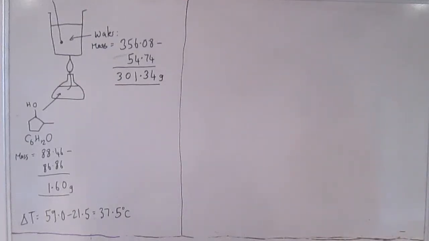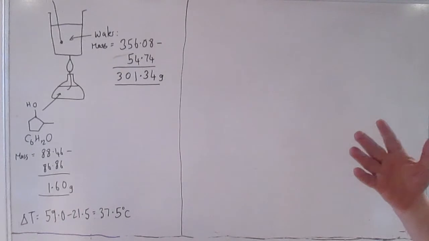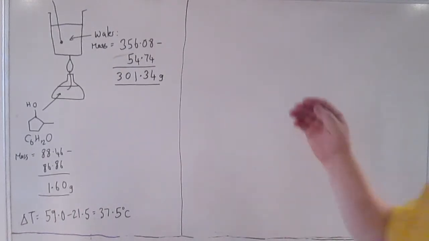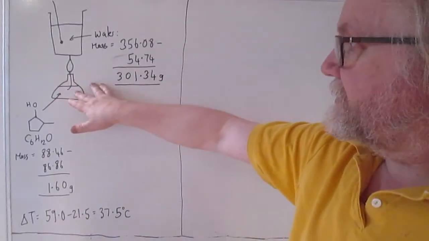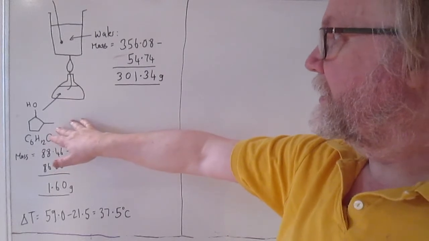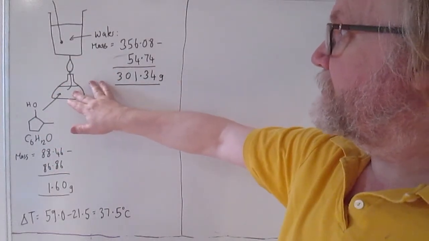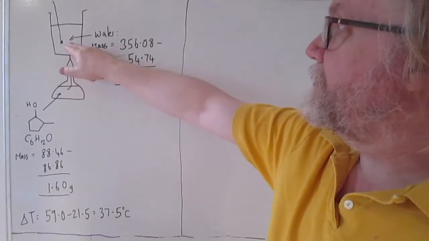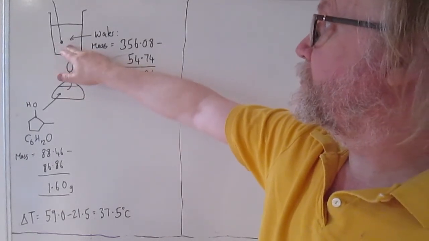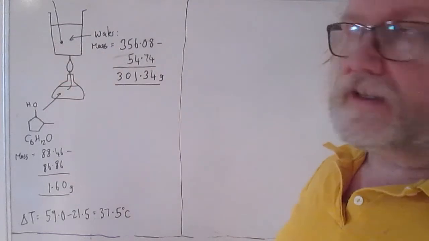Question 1 then, here is the setup. Before you can do any of the calculations, you need to process the raw data. So we've got this alcohol, 2-methylcyclopentan-1-ol, being burnt in a spirit burner, and the heat from the flame is being used to heat this water in the pot there.